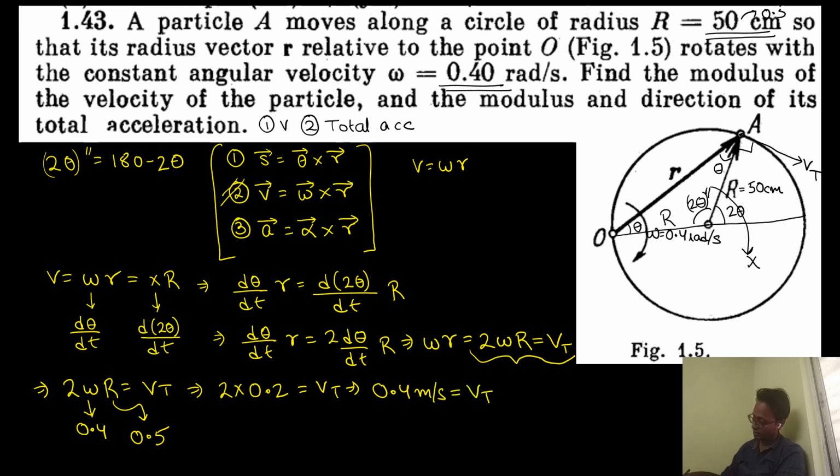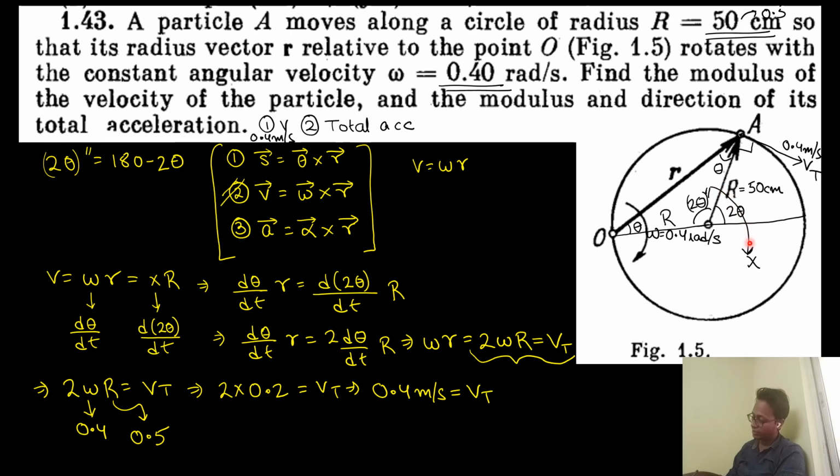So this velocity is equal to how much? 0.4 meter per second. See the tangential velocity out here. Now I found out the value of velocity. V is equal to how much? 0.4 meter per second. Now for the second part of this question, total acceleration.